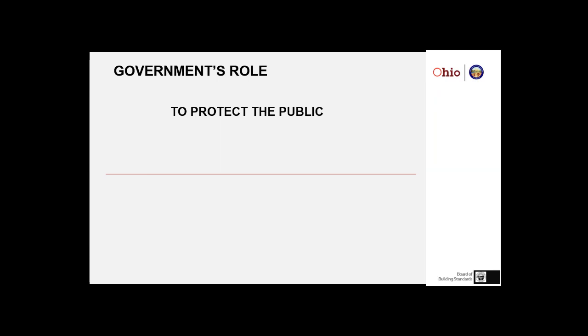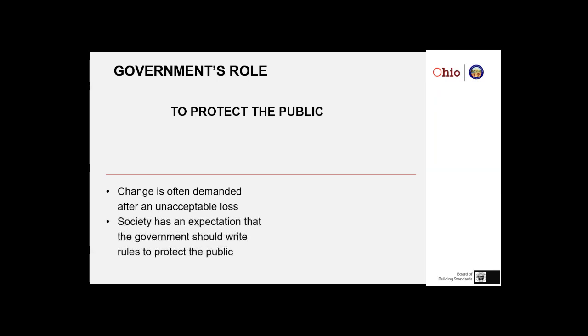So when all of these tragedies occur, the government usually steps in and change is demanded. These unacceptable losses, people want someone to do something. And the government is where they turn. They have an expectation that the government's gonna write rules to protect the public. So that's where we come in. As building and fire officials, we are charged with protecting the public through the rules that the government writes.